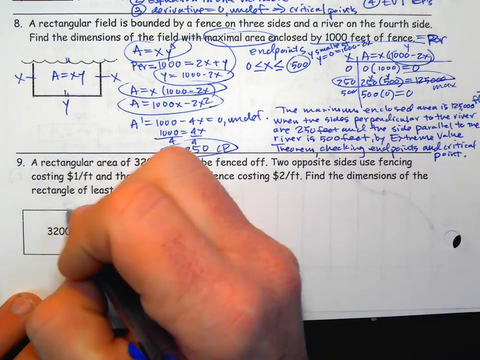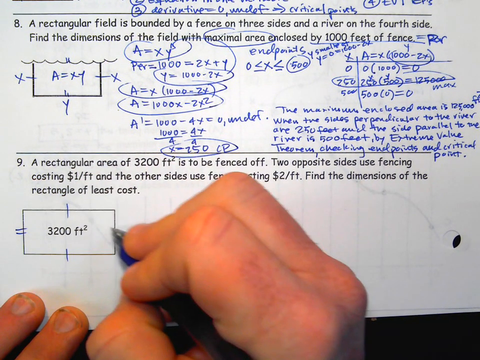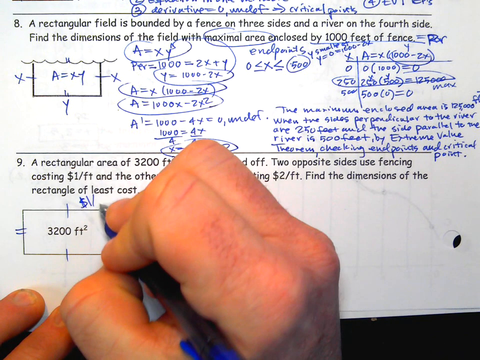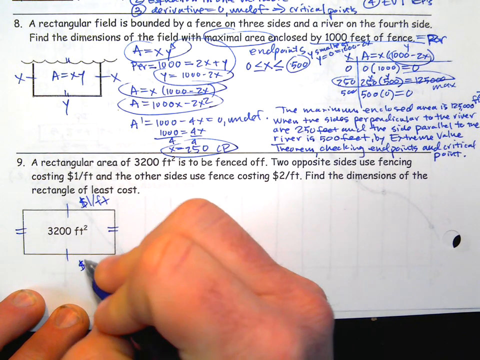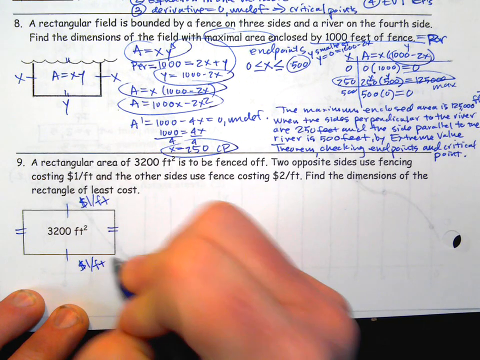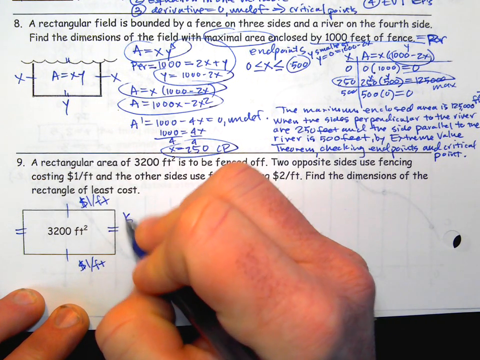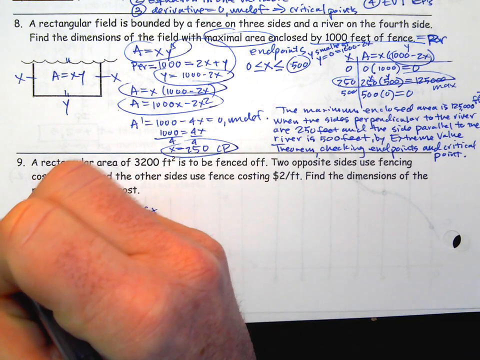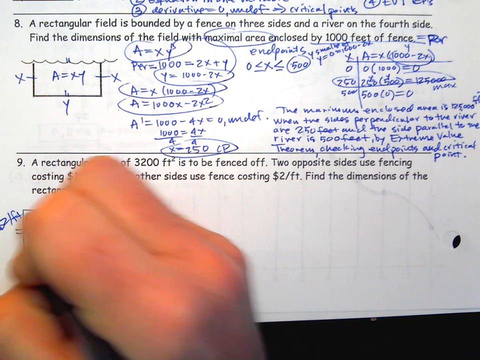But you know that two opposite sides are equal. It's a rectangle. Whatever. We'll make this $1 a foot and this $1 a foot, and we'll make the other ones $2 a foot. It could come out that the $1 per foot ones are shorter than these. This is just a way to organize your information.